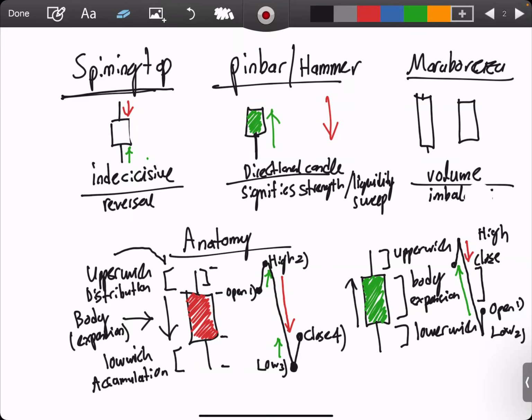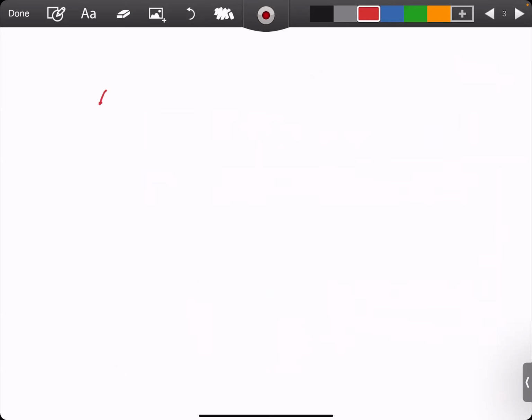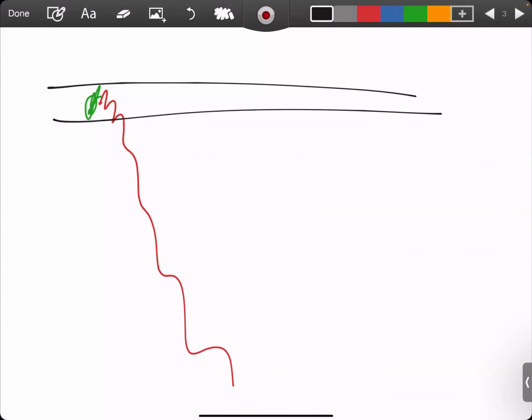All right, next up we have our Marubozu candle. The Marubozu candlestick is my favorite because it tells me the effect of price. If I know that price action has fallen aggressively from some supply, you might see some really long red candles, right?